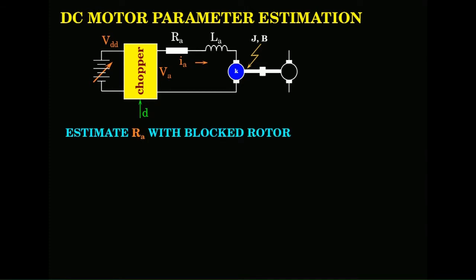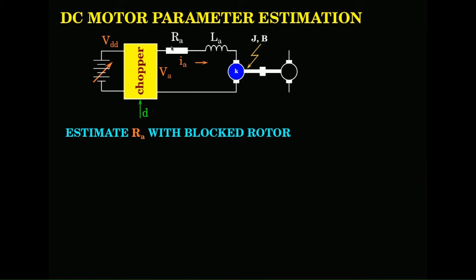For this experiment you have to block the rotor, meaning hold it. It should not be made to move. Why? Then omega is 0. If omega is 0, what is the back EMF? K omega is 0. So, I do not have to bother about K right now.